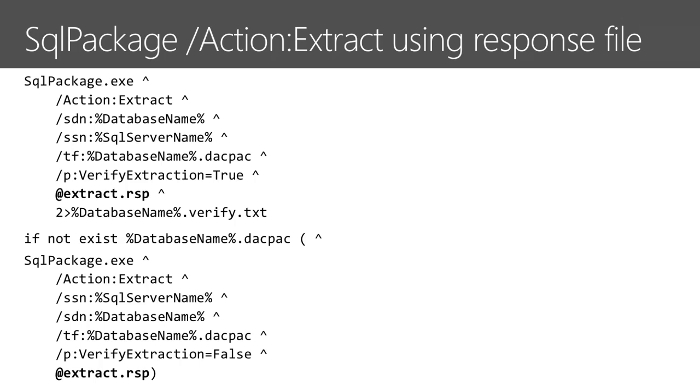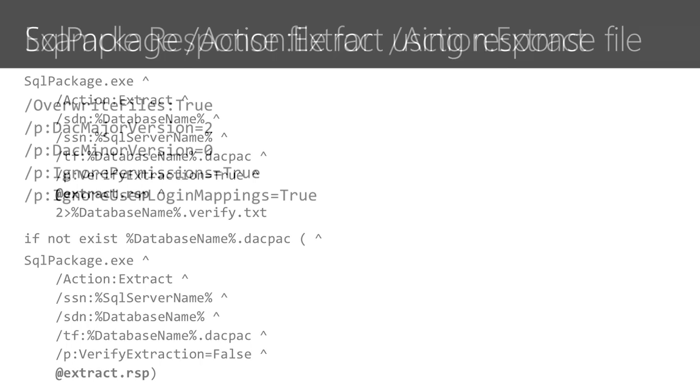So in this case, I'm running an extract with a verification. Now I'm outputting standard error to verify.txt. If there are verification errors in this case, I won't get a DAC pack. So then I try the same options, the same response file, but with verification false. I've got what's wrong, and then I've got a DAC pack, and we can do that.